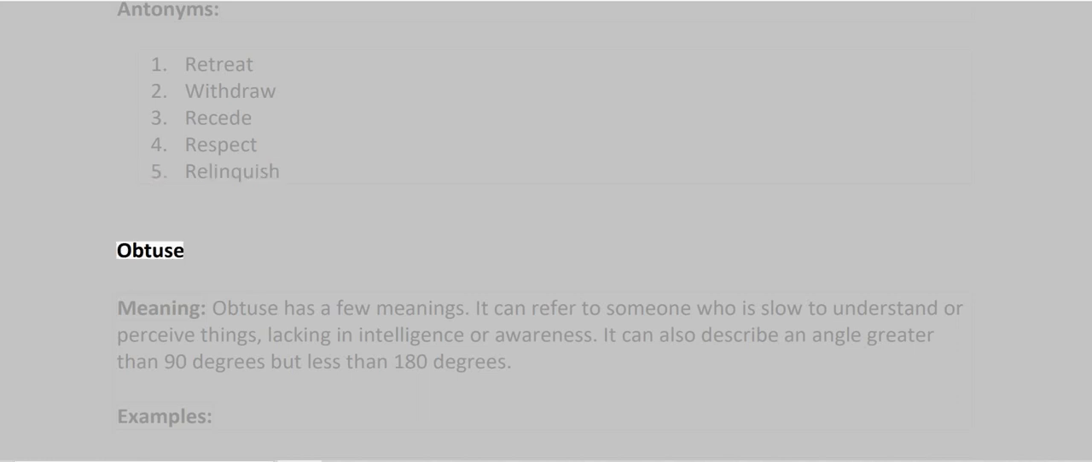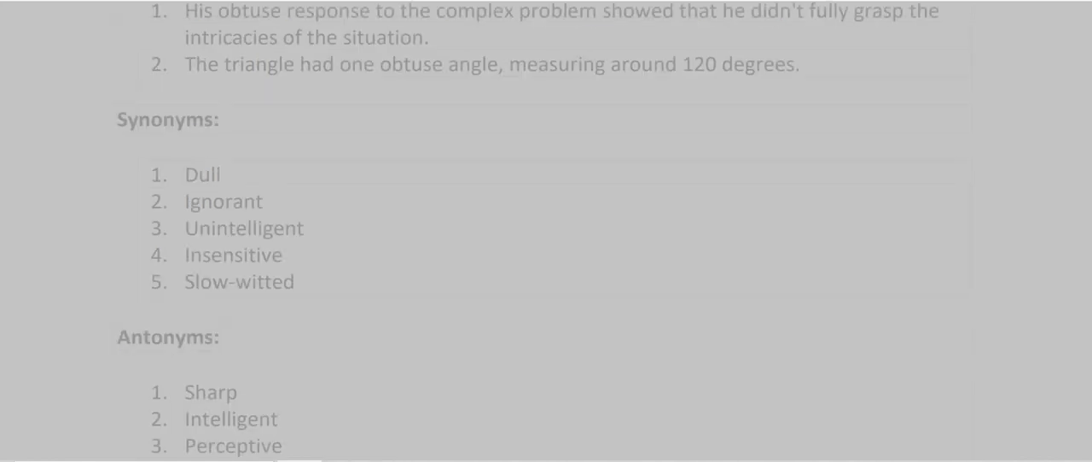Obtuse. Meaning. Obtuse has a few meanings. It can refer to someone who is slow to understand or perceive things, lacking in intelligence or awareness. It can also describe an angle greater than 90 degrees but less than 180 degrees. Examples. 1. His obtuse response to the complex problem showed that he didn't fully grasp the intricacies of the situation. 2. The triangle had one obtuse angle, measuring around 120 degrees.